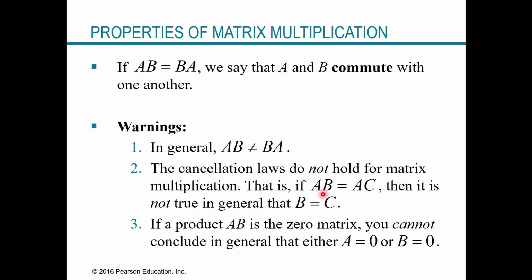So that means, for example, if you had A times B equals A times C, if these were numbers and variables, you would think, oh, let me just divide by A. That's not true in general with matrices. So A times B equals A times C does not imply that B equals C. And then number 3 here, if a product AB equals 0, so you do your multiplication and you get the 0 matrix, you cannot conclude that either A was 0 or B was 0, like you can in algebra. Normally in algebra we say, oh, if the product of two numbers is 0, one of them had to be 0. Matrices, not true in general.